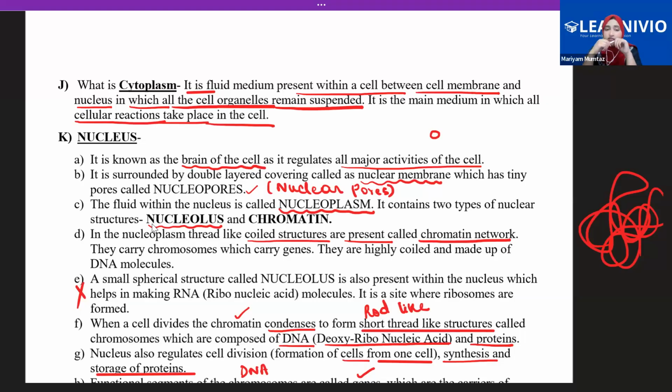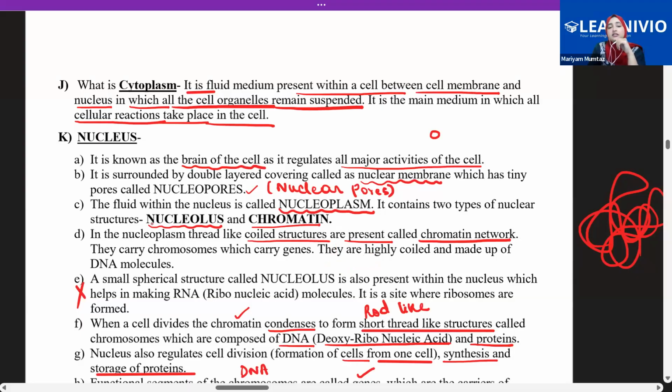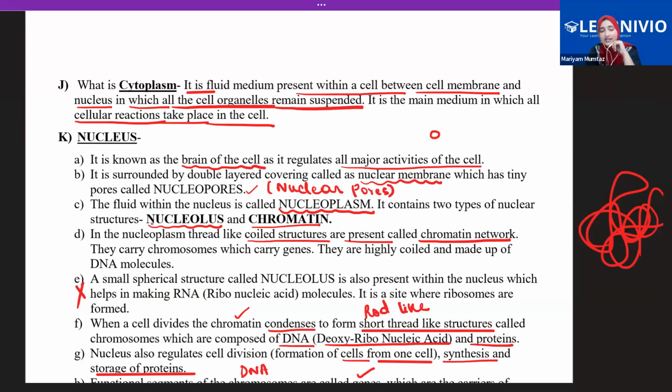Other than that, there are other structures present inside the nucleus, which are the nucleolus and chromatin. Nucleolus is like a circular structure present inside the nucleus. It is responsible for forming the ribosome. Just like how the cell has a cytoplasm, the nucleus has a cytoplasm of its own, which is called the nucleoplasm. So the fluid of the nucleus, we call nucleoplasm.